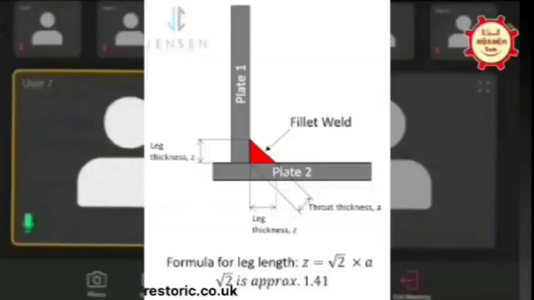Okay, and I understood the design thickness is the throat thickness. I guess we take 1.414 or 0.7 of the leg. Yes, 0.7 of your leg is your throat thickness. Actually the tension in the main part will act as a shear at the throat. That's why you should check for the shear stress in the welds. Okay, I got it.